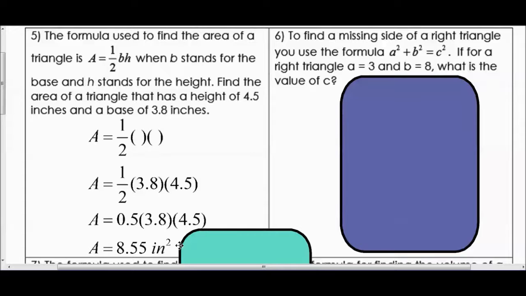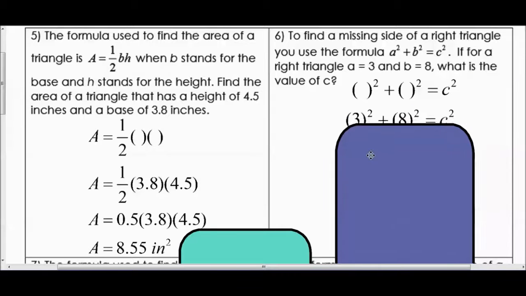Second one's a little bit trickier. Now we want to find the missing side of a right triangle, and we're using this formula: a squared plus b squared equals c squared. You might have heard about this last year. It's called Pythagorean theorem. It's going to be important later. If for a right triangle, a equals 3 and b equals 8, what's the value of c? Okay, so we're going to start this the exact same way that we started before.